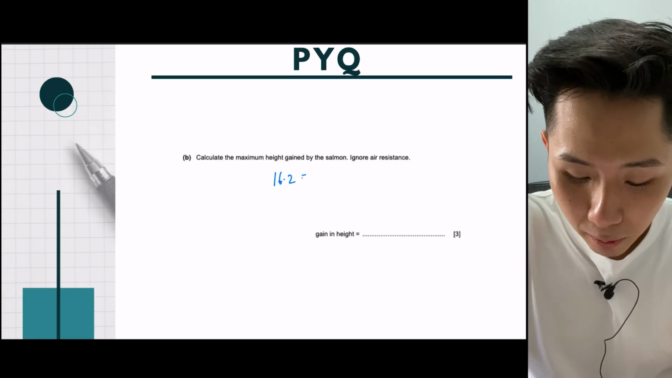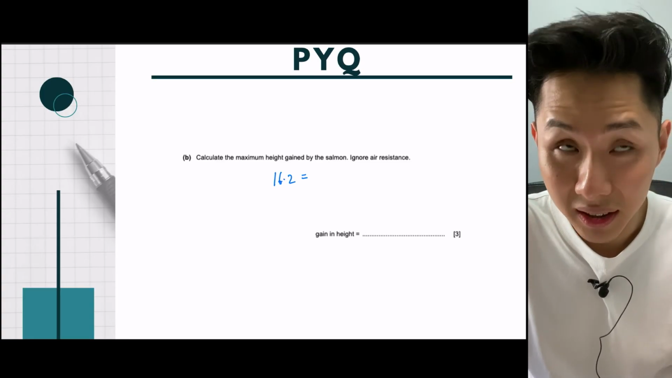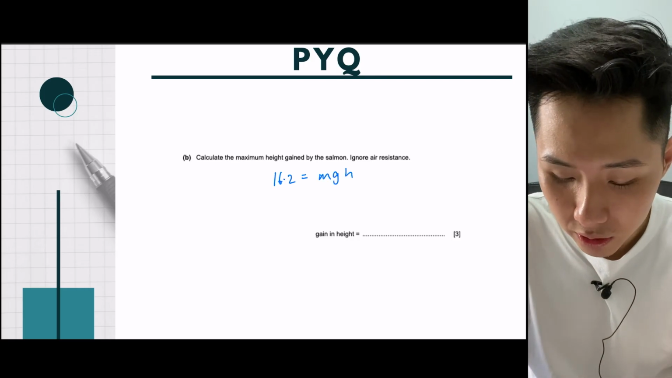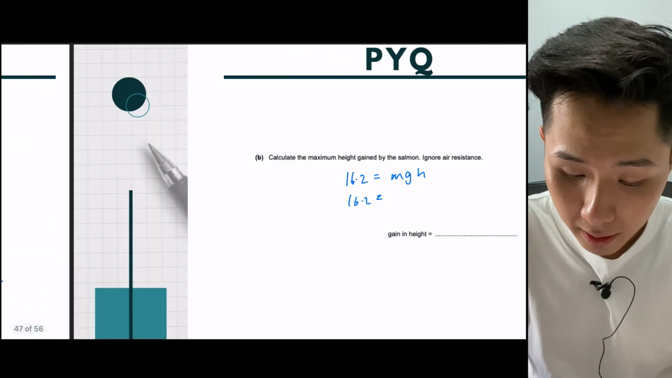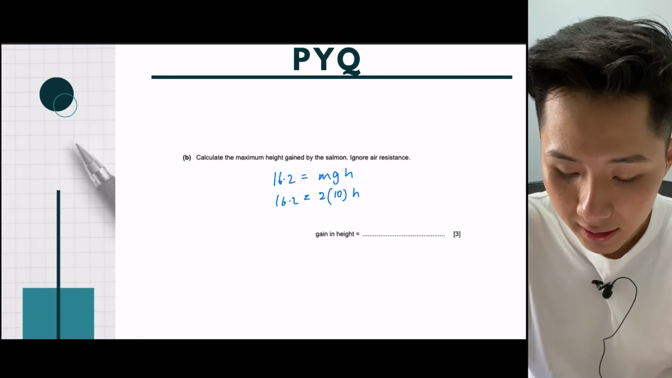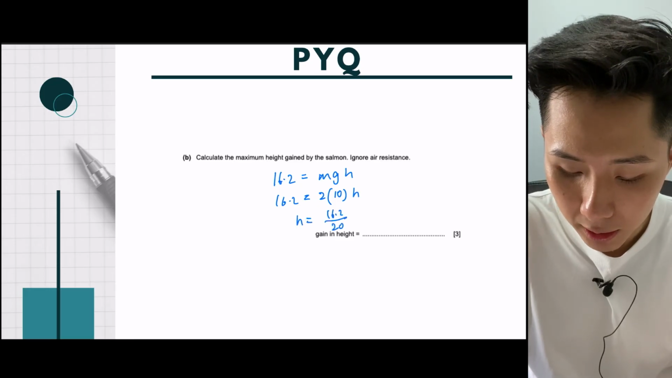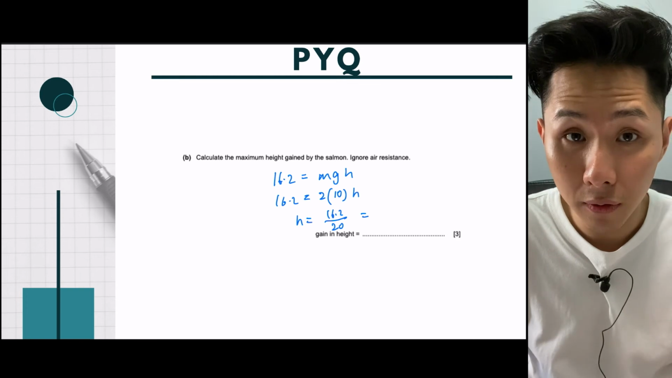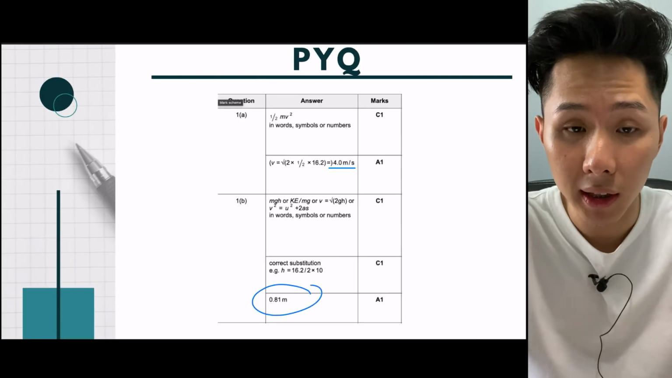So I'm going to do 16.2 equal to maximum height. The G.P.E formula is mgh. So 16.2, the mass of the fish is 2 kilogram, and g is, let's use 10, and we're going to find h. So it's going to be 16.2 divided by 20. If you plug that into the formula, you should get the answer 0.81 according to the marking scheme here.